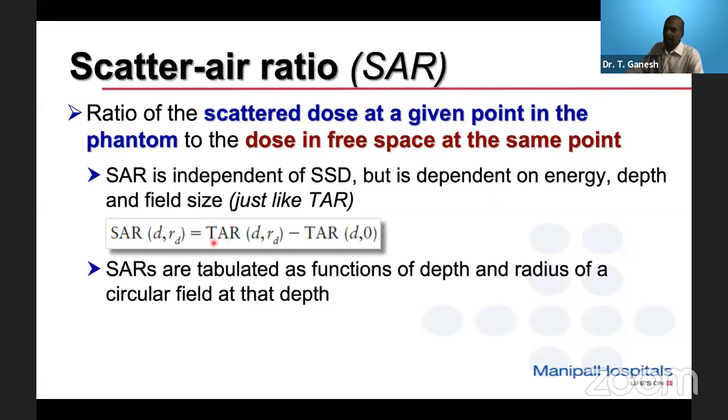And scatter air ratio is given by TAR for a particular field size at depth d, and for a particular field size rd, minus tissue air ratio at the same depth for field size of 0. So there is no field size 0, but that's how we calculate actually. The primary component we calculate in this way. So SARs are tabulated as functions of depth and radius of a circular field. This is different from TAR and PDD, which are tabulated as a function of square fields, but here they are tabulated as a function of circular fields.